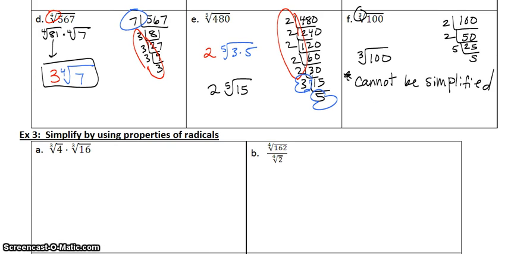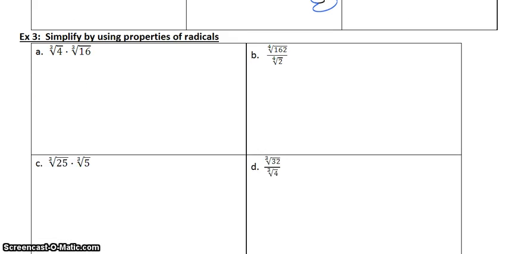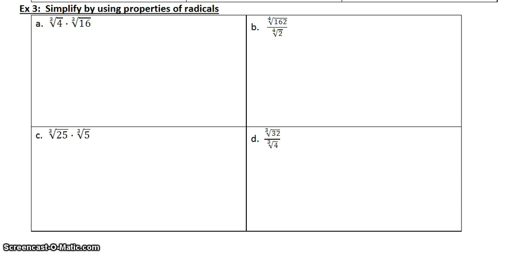So let's look at example 3. I'm trying to simplify by using properties of radicals. And these problems have more than one correct method of doing this, so it's okay if you go about it a slightly different way than me, as long as we both get the same correct answer. In this situation, I'm going to use the property that I can multiply 4 and 16 together underneath a radical. And so that ends up being the cube root of 64.